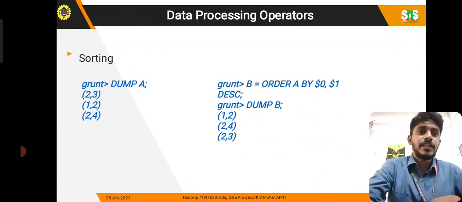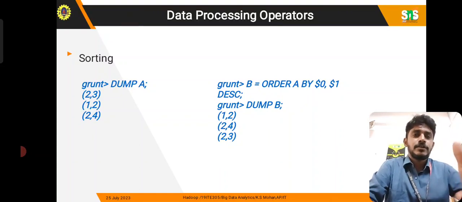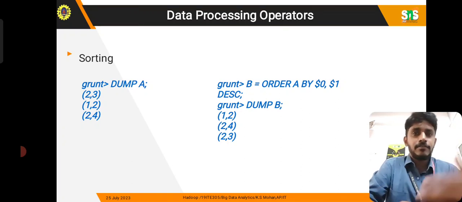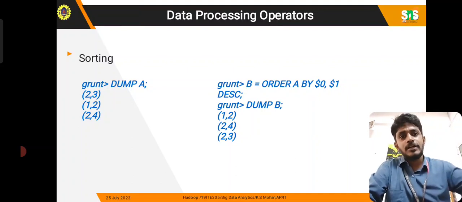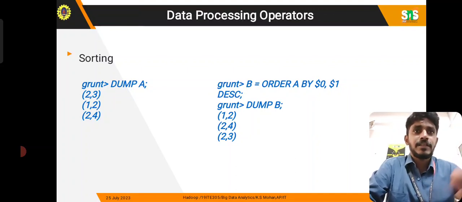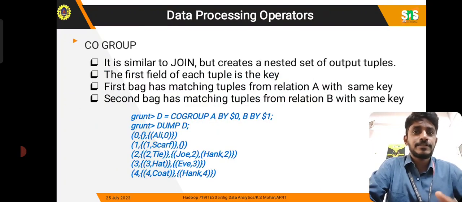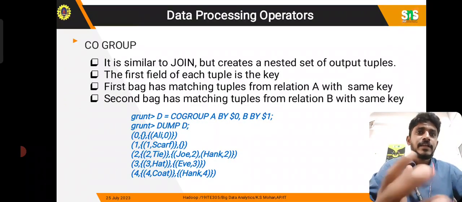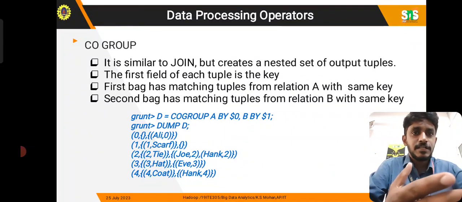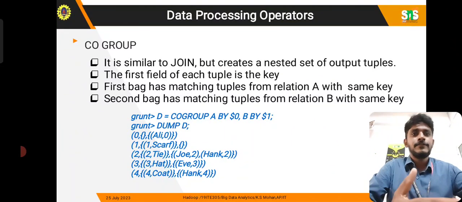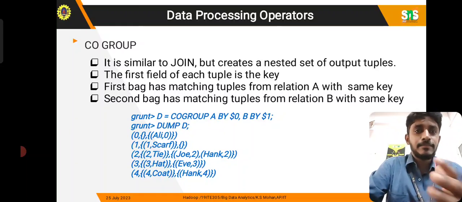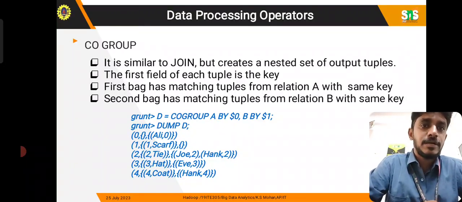The next is sorting, how the data processing operators work in sorting. We can sort in decreasing order or in increasing order, from the highest value to the lowest or low to high. So this is the sorting data processing operator. Then there are cogroup and other data processing operators. These are the output tuples and bags, given as examples here for the data processing operators.